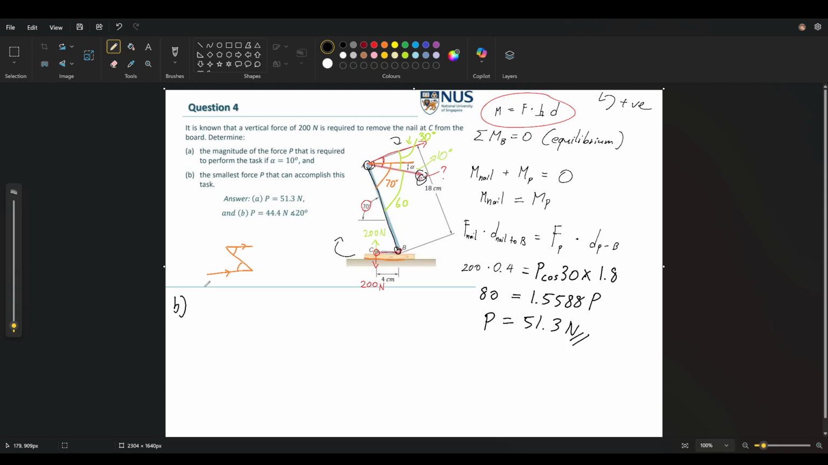What I mean by that is, basically, let's say this is my bar. I'm just going to use blue, because the bar is blue as well. Okay, this is my bar. My force has to be perpendicular to the bar. This will give me my smallest P. Why? Because moment is basically force times perpendicular distance.